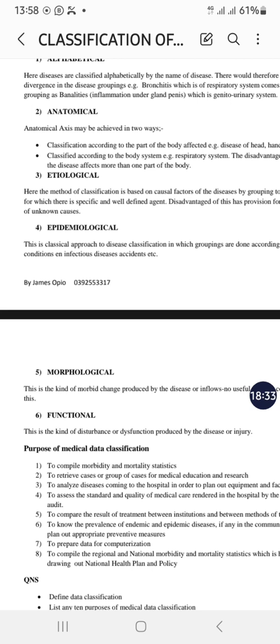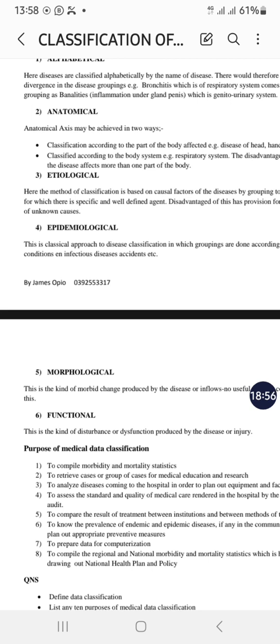So that is about etiological axis. Of course, you are going to get a challenge in situations where you have a disease whose origin you don't know, and yet you are supposed to classify those whose causes you understand well. So the next we have epidemiological axis.